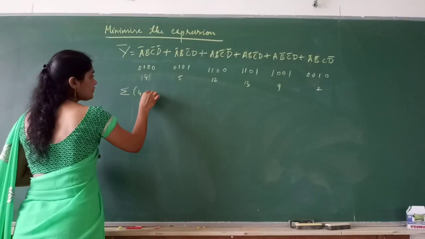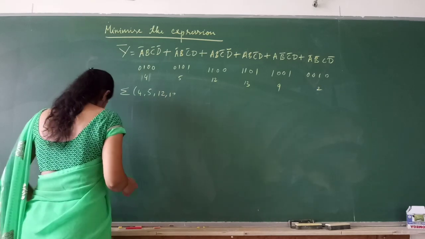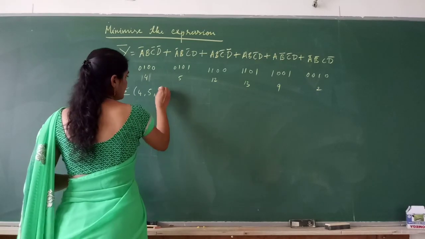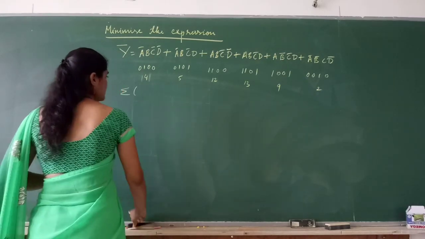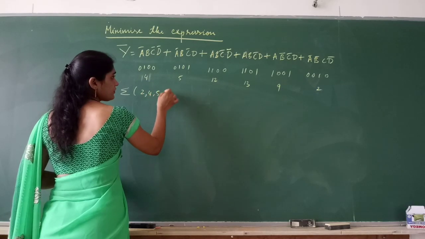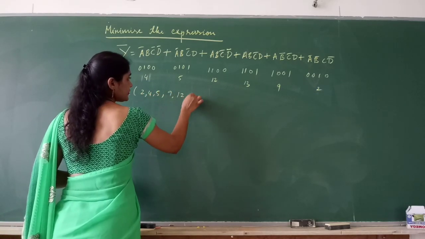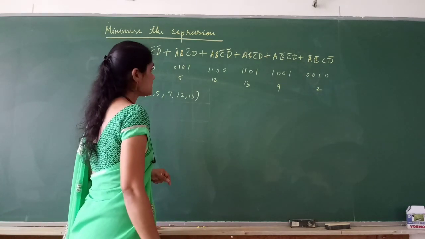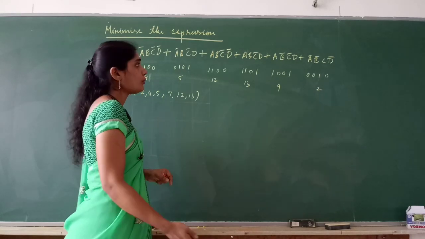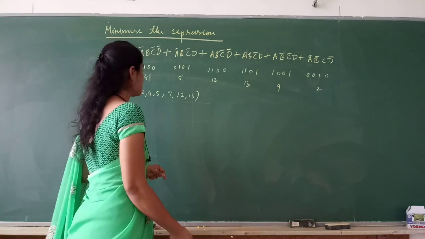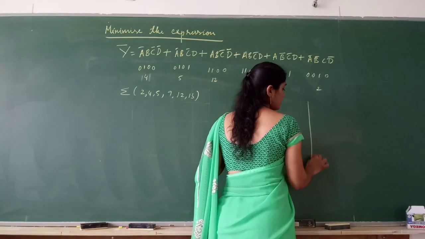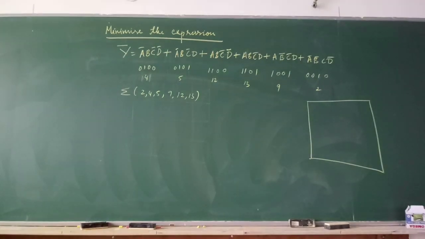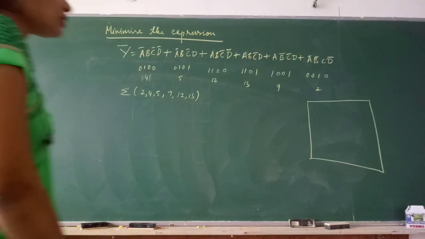So what are the min terms we have? Let me write them in increasing order: 2, 4, 5, 9, 12, 13. These are the min terms we have. Now what is our next step? How many variables do we have? 4 variables, A, B, C, D. So now I have to use a 4 variable K-map. Can you see the K-map I have written here?